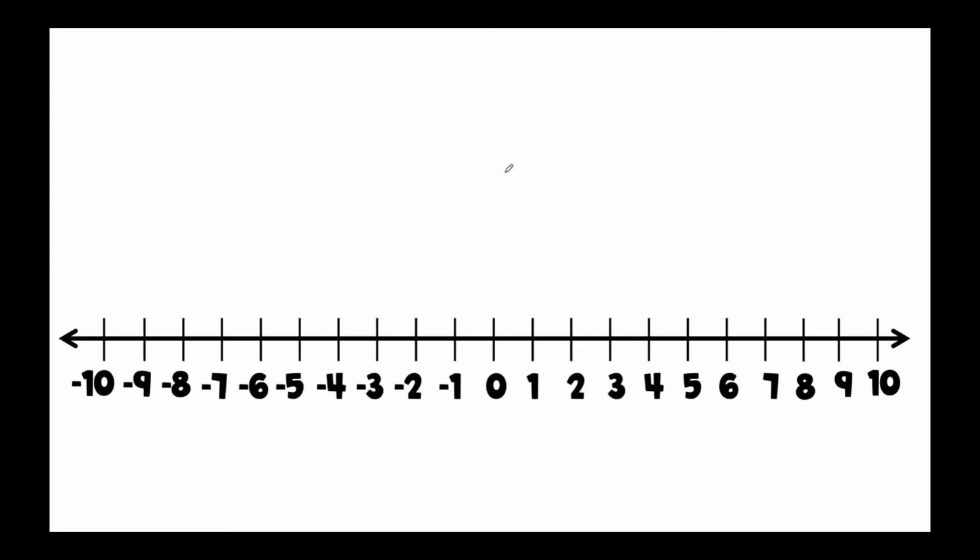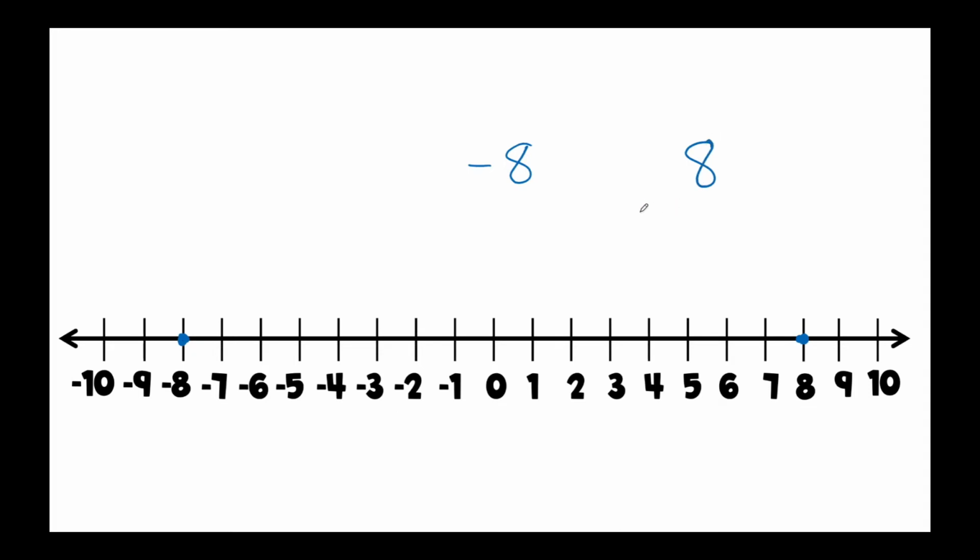Let's see if you know. What's the opposite of negative 8? Think about what's that other number that is situated at the same distance from 0, but in the opposite direction on this number line. Very good. It is positive 8. The opposite of negative 8 is positive 8.